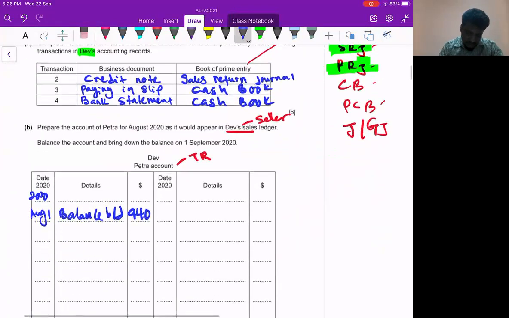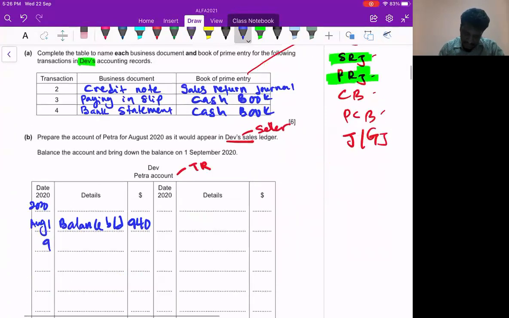When? August 9. So I write here August 9. How much? 675. I write here sales. Petra account debit, and then the sales account will be credit. Next one.